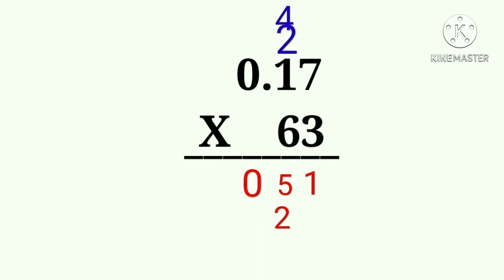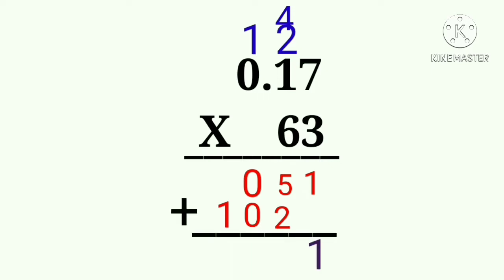Next is 6 times 1 is 6, plus 4 is 10. We have now 0, regroup 1. Next is 6 times 0 is 0, plus 1 is 1. And then we're going to add. So we have now 1, 5 plus 2 is 7, 0 plus 0 is 0, and we have now 1.